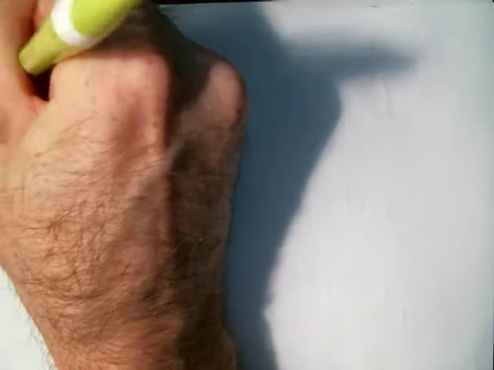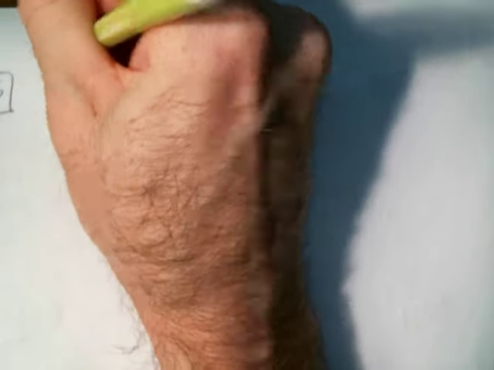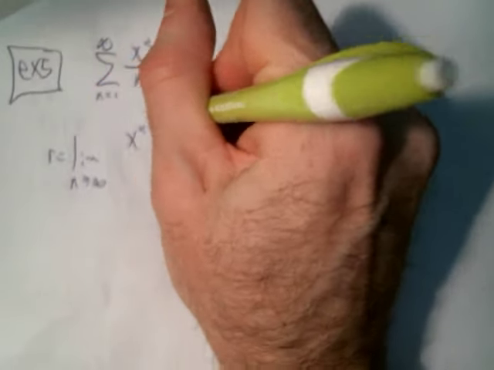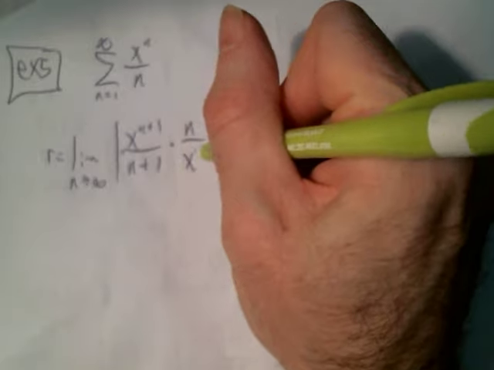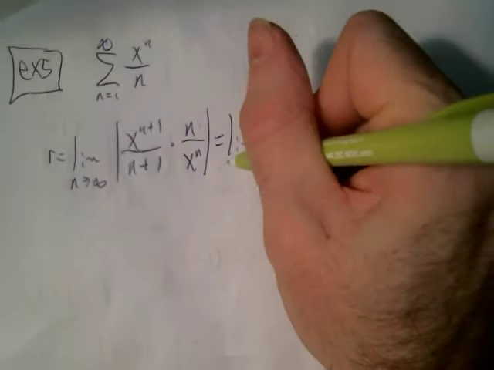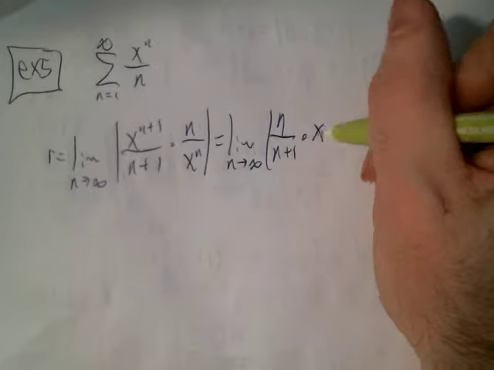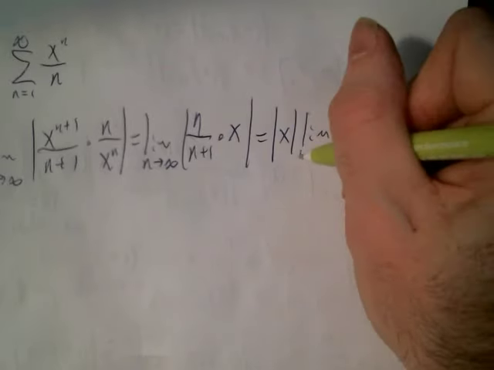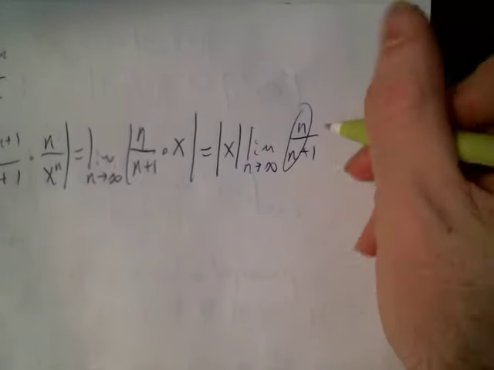Let's look at example 5 here. We have the series x to the n all over n from n equals 1 to infinity. So again, you need to go to your ratio test first. R is the limit as n goes to infinity of x to the n plus 1 all over n plus 1 times the reciprocal of this expression, which is n all over x to the n. That equals the limit as n goes to infinity of n all over n plus 1 times x. Then you can factor out the absolute value of x, so you get the absolute value of x times the limit as n goes to infinity of n all over n plus 1. The limit of that is just 1, so you end up with the absolute value of x.